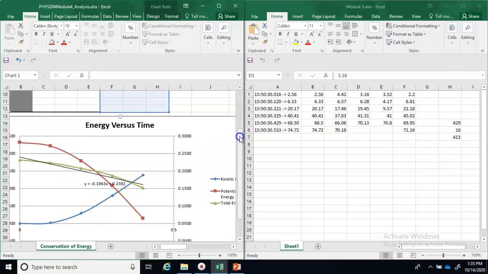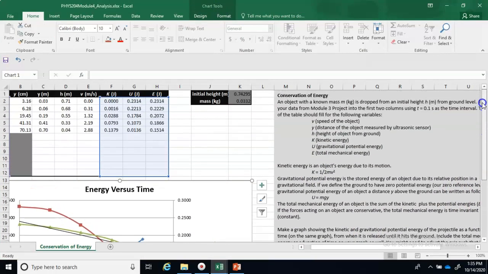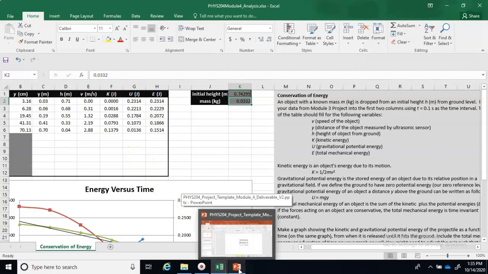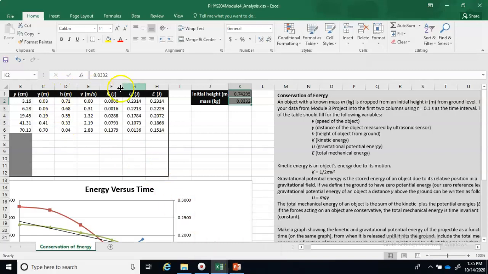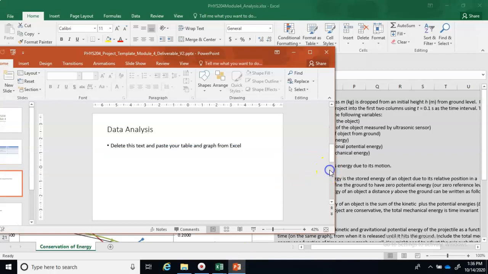Okay, now to finish that part, I actually had to weigh my object and put in my height and the weight of my object, and that allowed it to calculate these other areas. And once I do that, I'm going to pull that graph and the chart. So all of this, copy all of that, and it's coming here on your data analysis sheet.